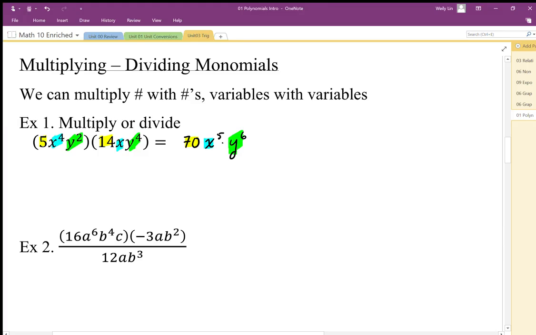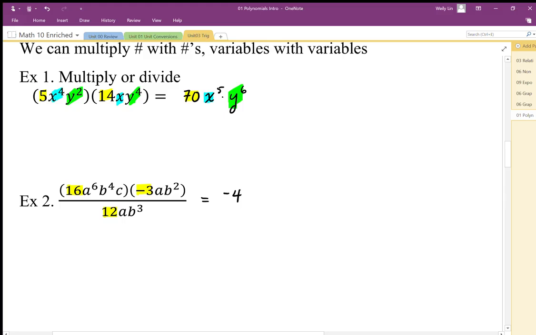And again, numbers with numbers, a's with a's, b's with b's, c's with c's. Here, make sure you're clear. That is not a minus 3, that's a negative 3. So it's not a subtraction. If there's a subtraction in there, we'd be in trouble because this would not be a monomial anymore. But this is not a subtraction. And so when I work this out, 16 times negative 3 is negative 48, divided by 12 is negative 4. And that's just the number part of it.